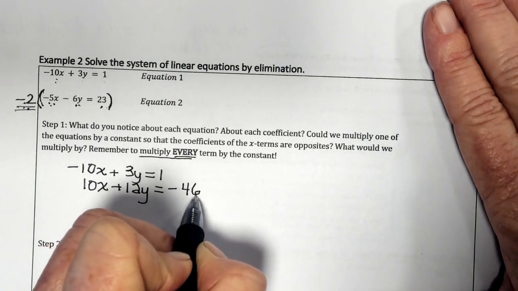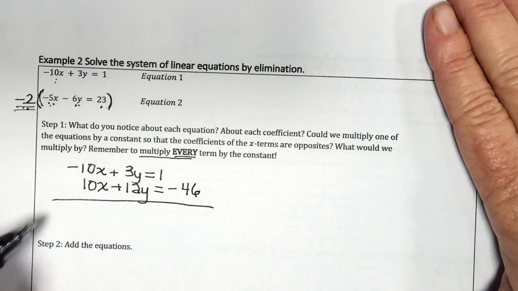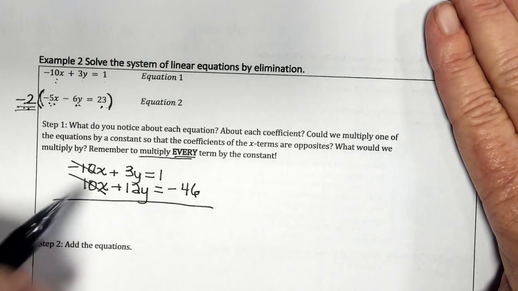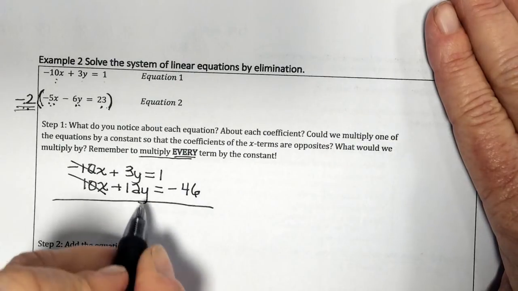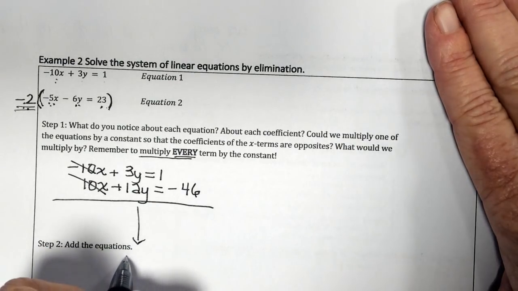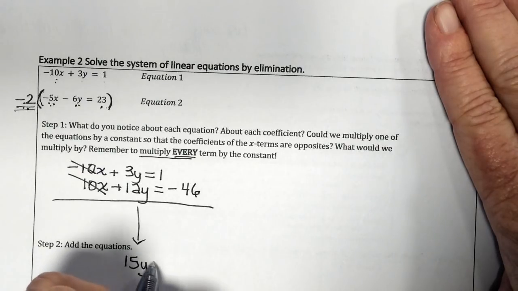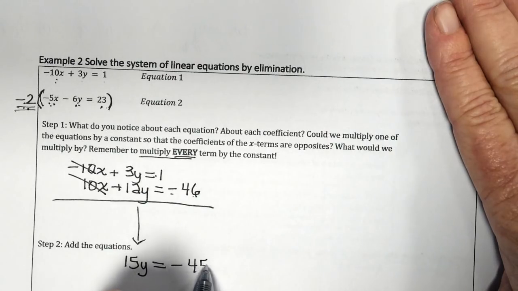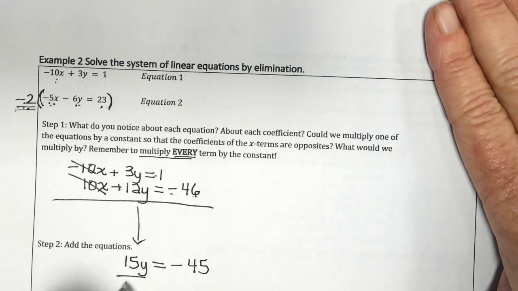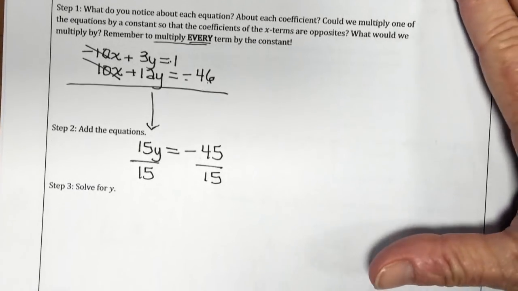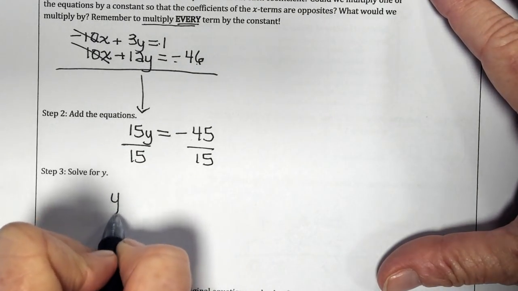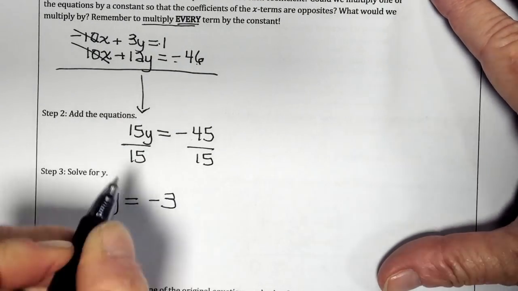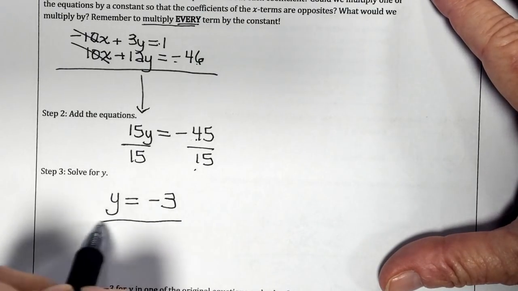Now what I'm going to do is add down. When I add down, negative 10x plus 10x goes away, and I'm left with, and I'm going to actually write it down here, 15y is equal to, and 1 minus 46 is minus 45. I'm going to solve for y by dividing both sides by 15. And when I do that, what do I get? I get that y is equal to negative 3, because negative 45 divided by 15 is equal to negative 3.